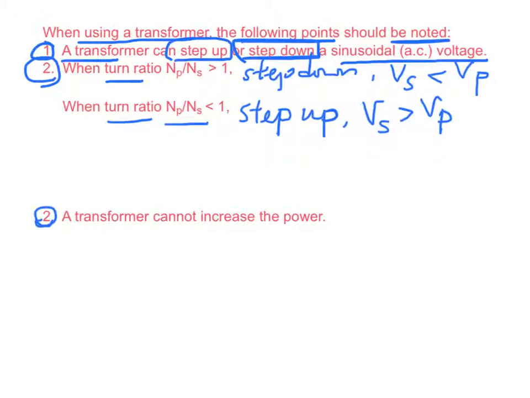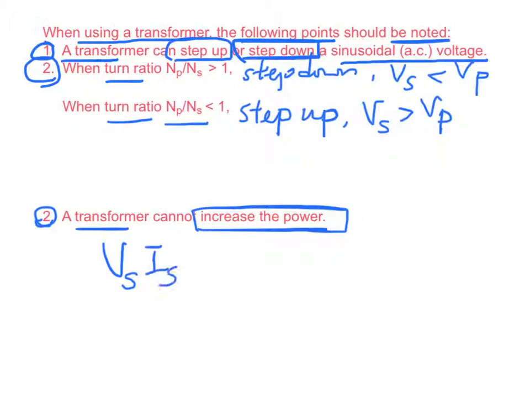Number 3, a transformer cannot increase the power, which means that the output power VsIs must be smaller than or equal to the input power VpIp. For an ideal transformer, they are equal. For a practical transformer with energy loss as heat, the output power must be smaller than the input power.